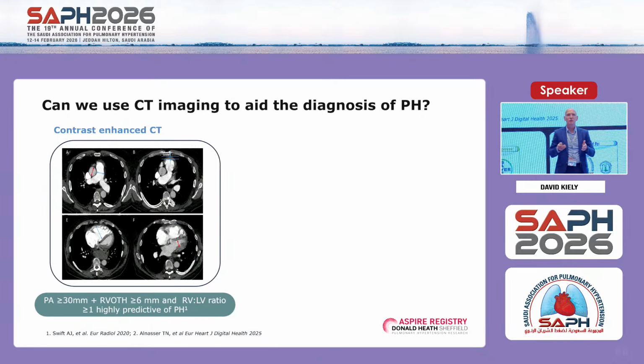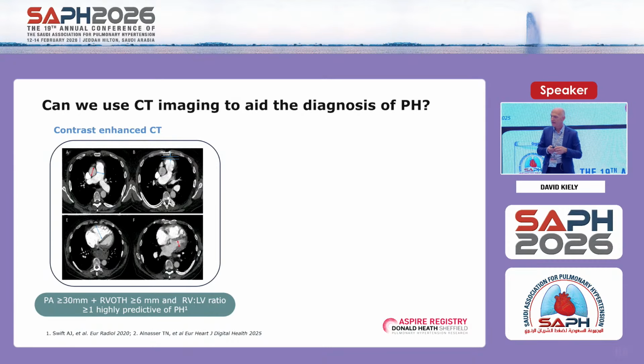I'm very interested in imaging. We saw some really nice case presentations yesterday highlighting some of the metrics that we can measure. This is just to show that with contrast-enhanced CT, we can measure the pulmonary artery with quite a good degree of accuracy. We can also measure the right ventricular outflow tract, which tells us about hypertrophy, the RV-LV ratio. So there are lots of features on the CT scan that can alert us to the diagnosis of pulmonary hypertension.